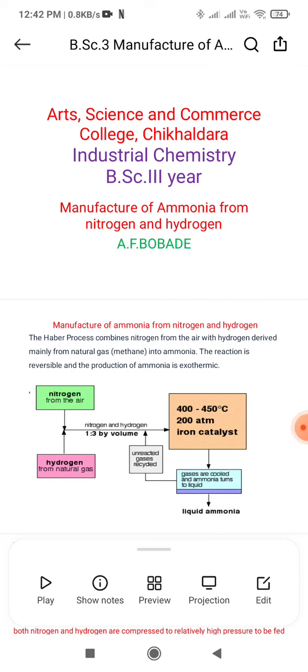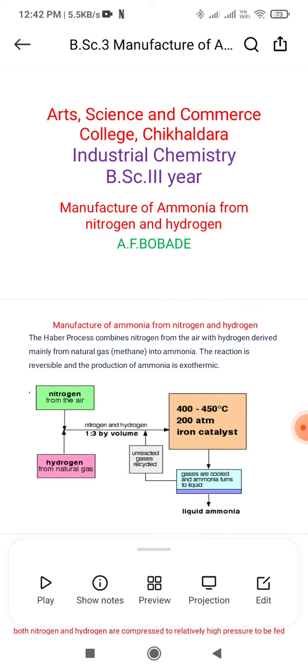Manufacturing process. Art Science Commerce College Chikaldara, Department of Industrial Chemistry, BSc third year. Manufacturing of ammonia from nitrogen and hydrogen. Now we see the manufacturing of ammonia from nitrogen and hydrogen.